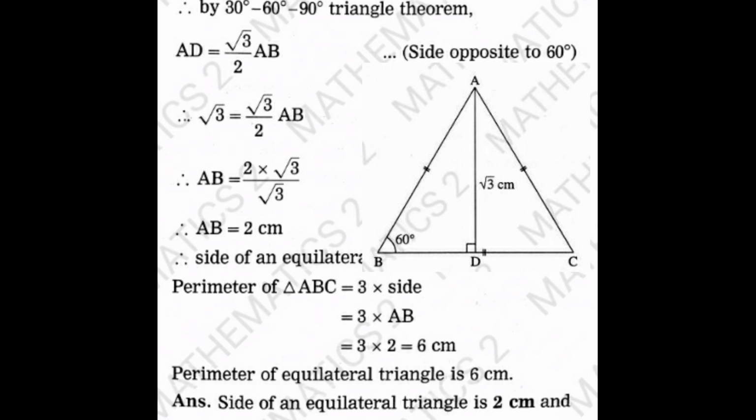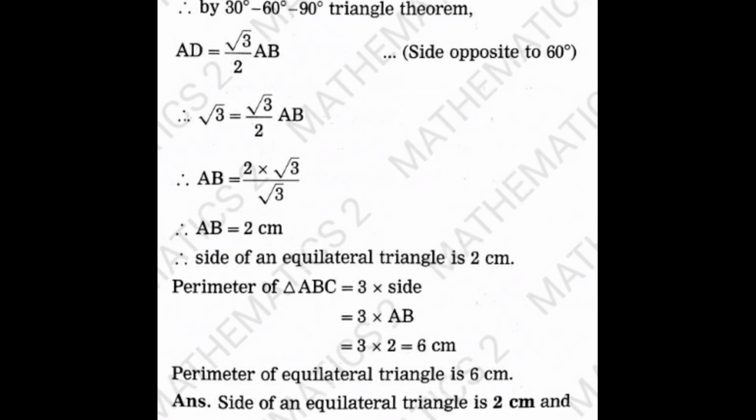which is AB. So AB is equal to 2 into root 3 upon root 3. Root 3 will get cancelled. We get AB is equal to 2 centimeter. Now to find out the perimeter. What is perimeter? Perimeter is nothing but the sum of all sides. The perimeter of an equilateral triangle is 3 into side, 3 into AB, that is 3 into 2. Therefore, the perimeter of this triangle ABC is 6 centimeter.